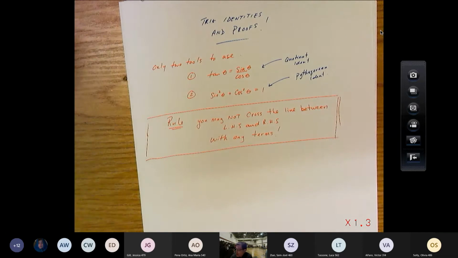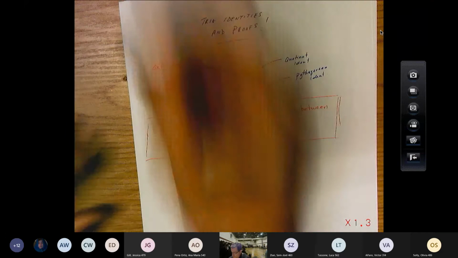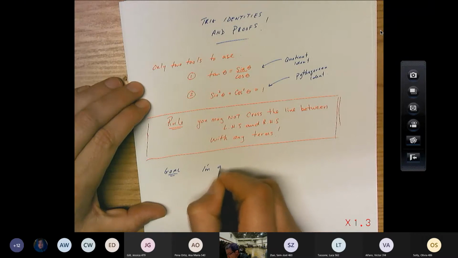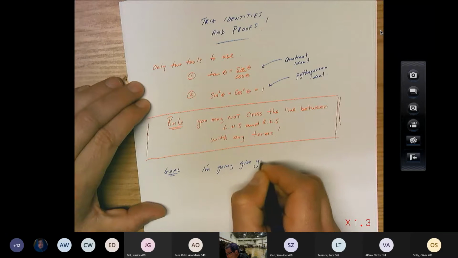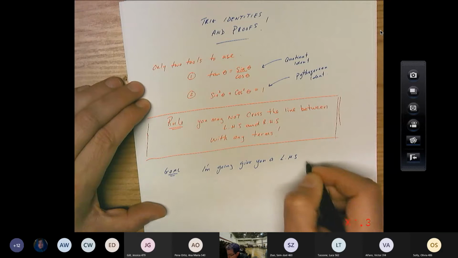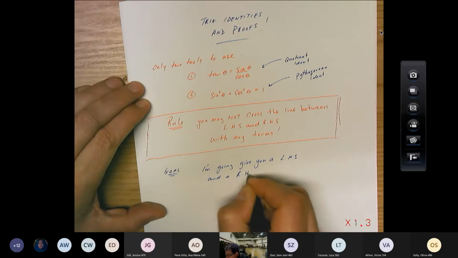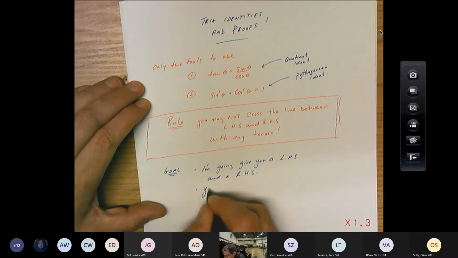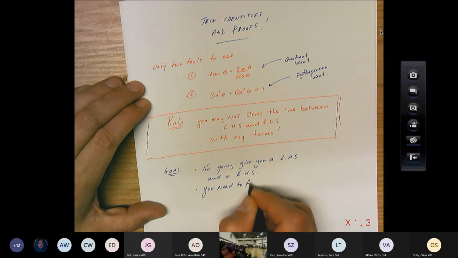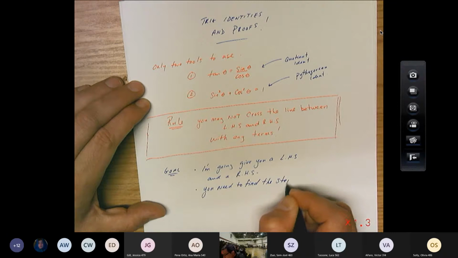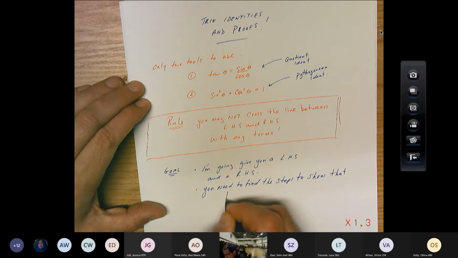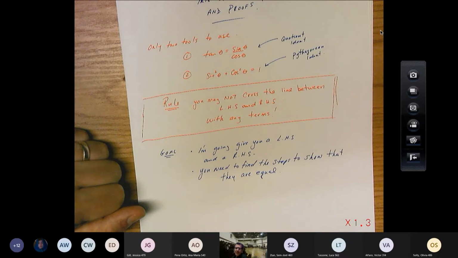So how do you play the game? What's the goal? Well, the goal of the game is I'm going to give you a start. I'm going to give you a left-hand side and a right-hand side. And that's what I'm going to do for you. I'm a nice guy. You need to find the steps to show that they are equal. You got to find the path. That's up to you.